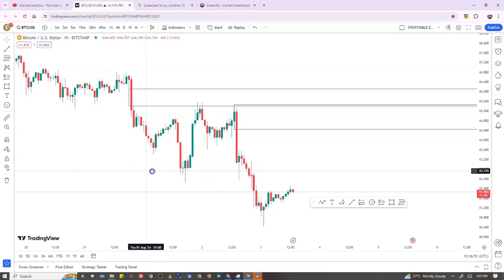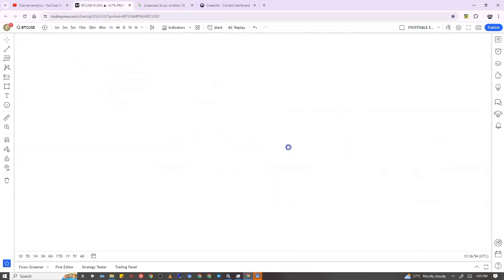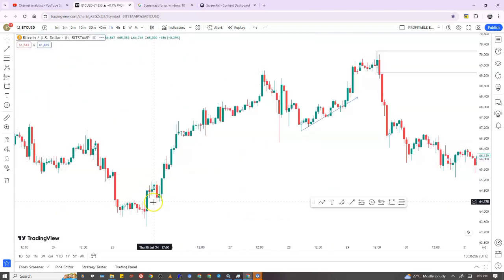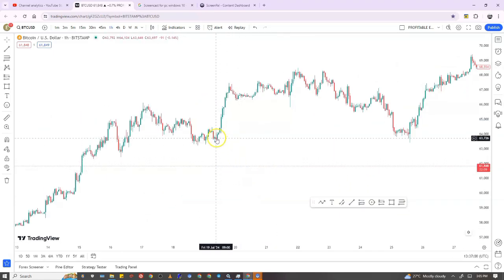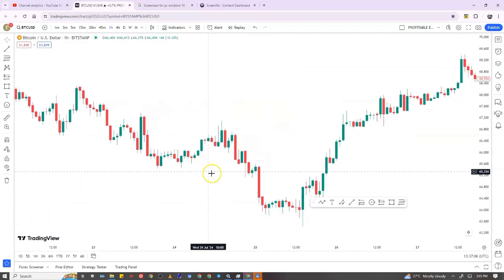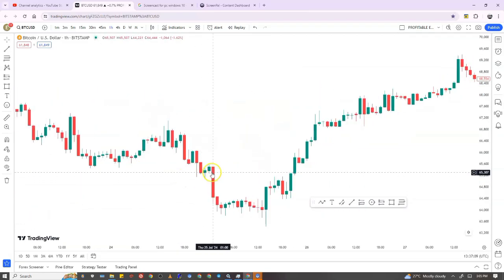But this is a good zone to enter for a sell if you have to take this because of this order block. So this is an order block. We're going to talk more about order blocks, but this is a bearish order block, like a sell order block. Let's go and check a bullish order block.